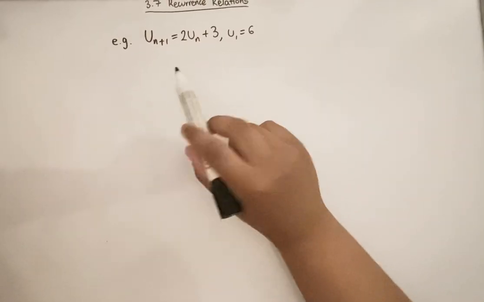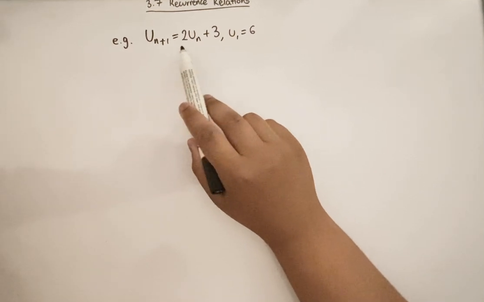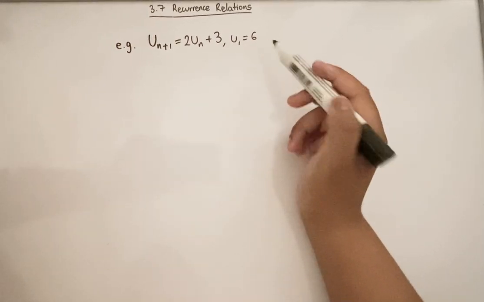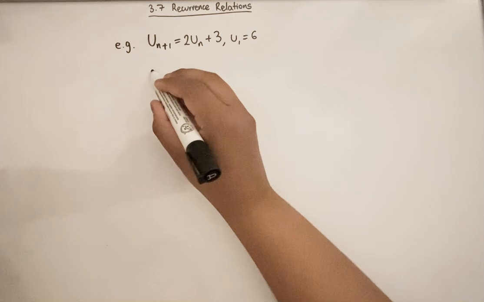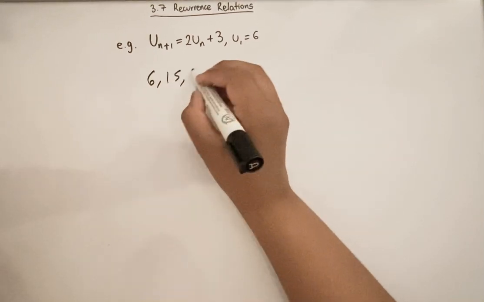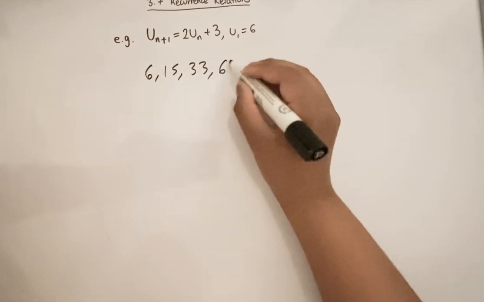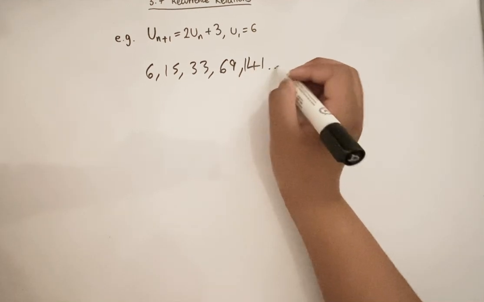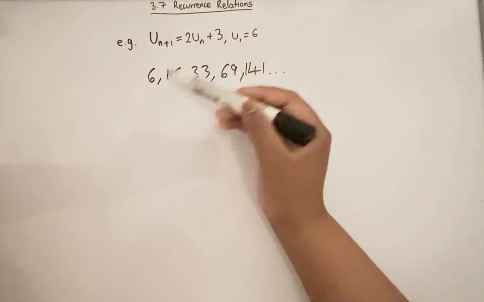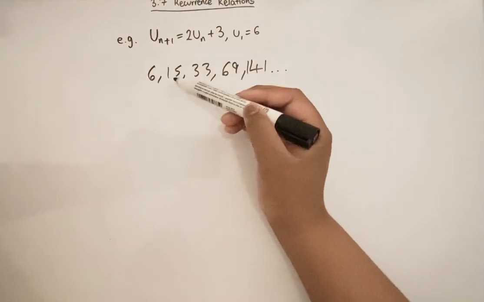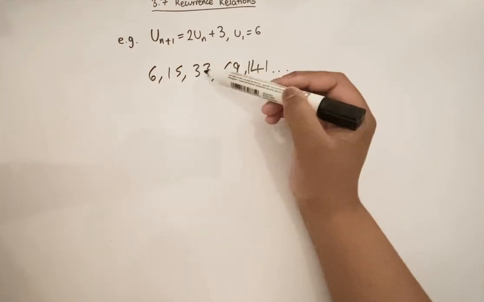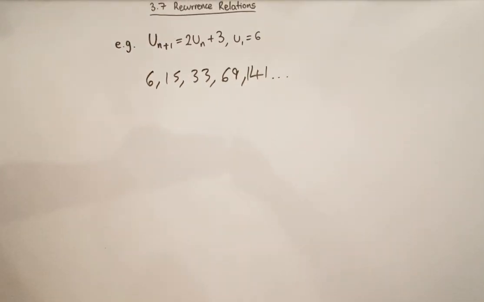For example, the recurrence relation u_{n+1} equals 2u_n plus 3, where u_1 equals 6, will produce the sequence 6, 15, 33, 69, 141, and so on, because 2 times 6 plus 3 is 15, 2 times 15 plus 3 is 33, 2 times 33 plus 3 is 69, and so on and so forth.